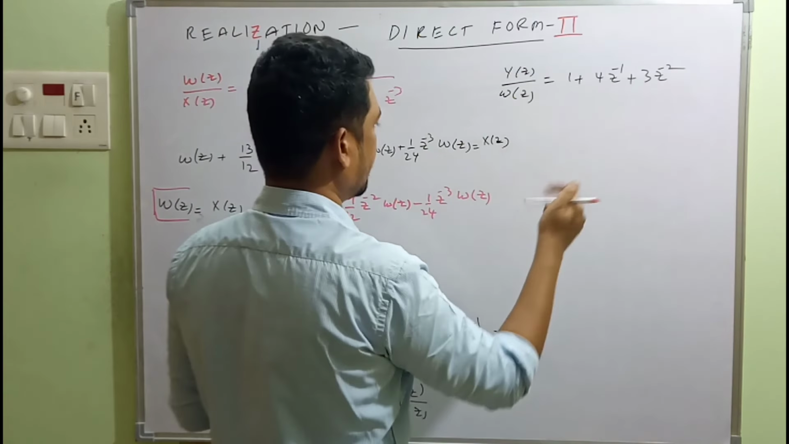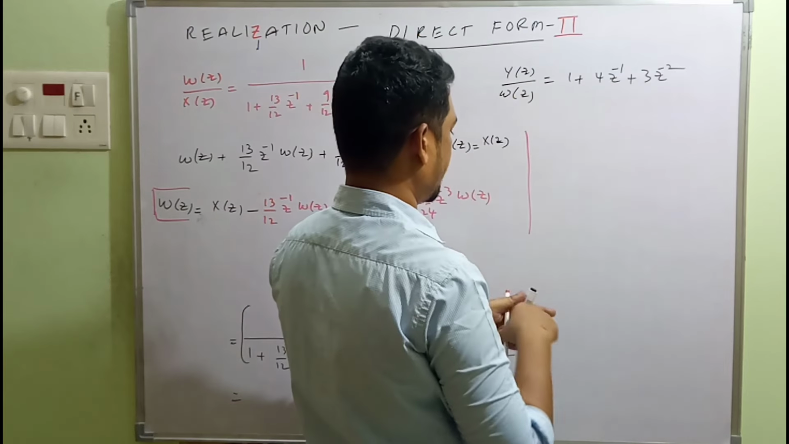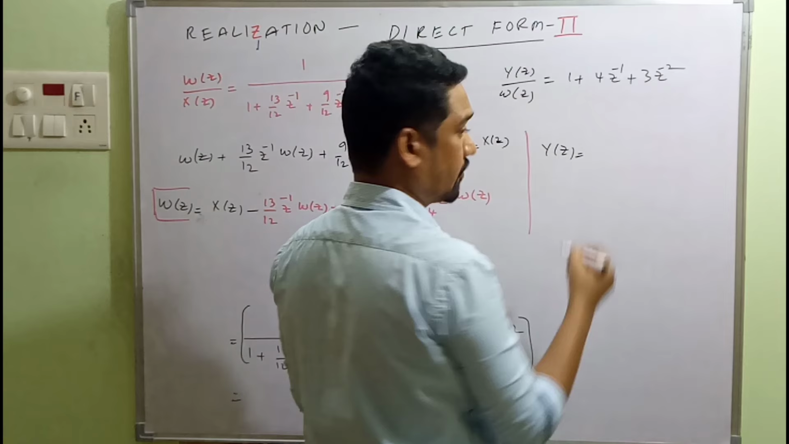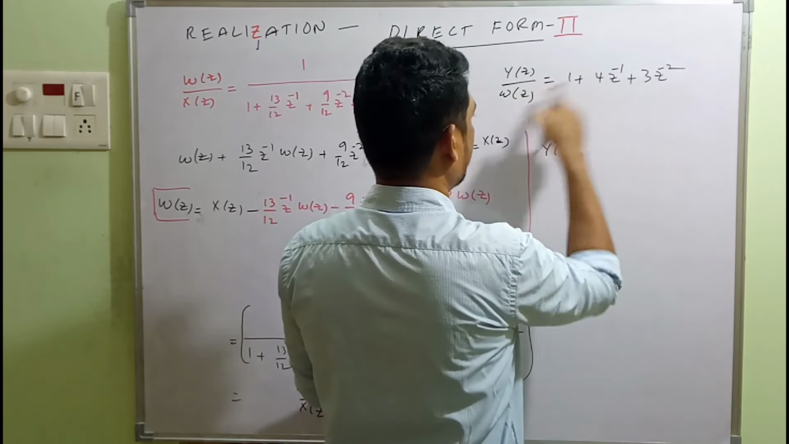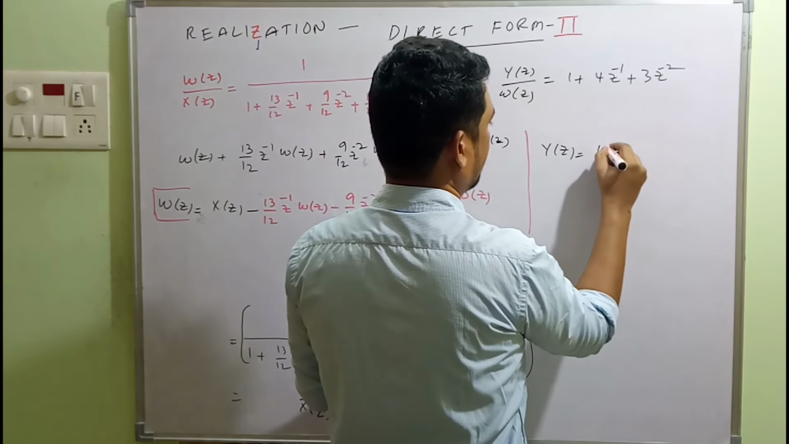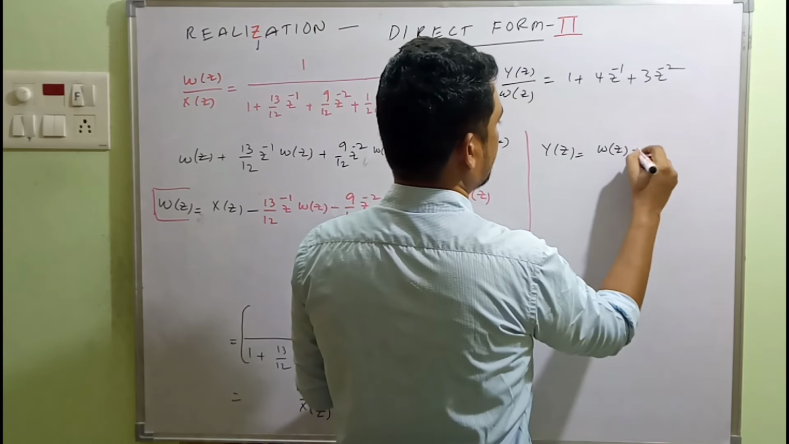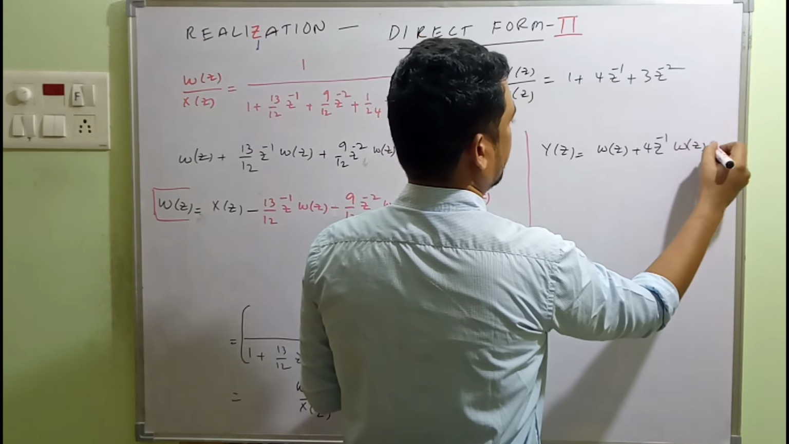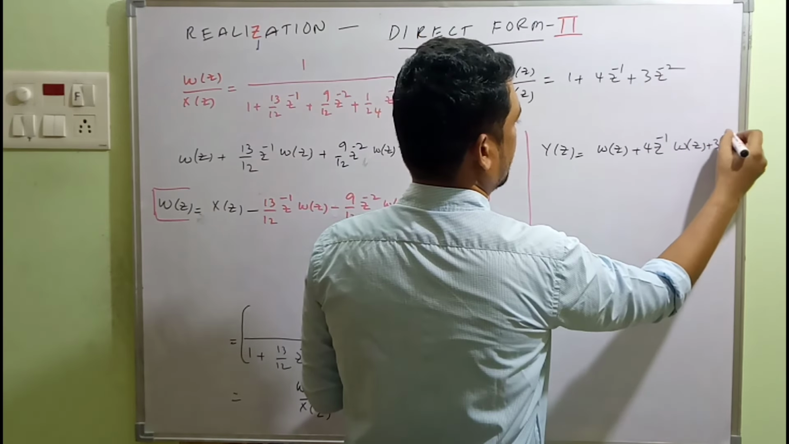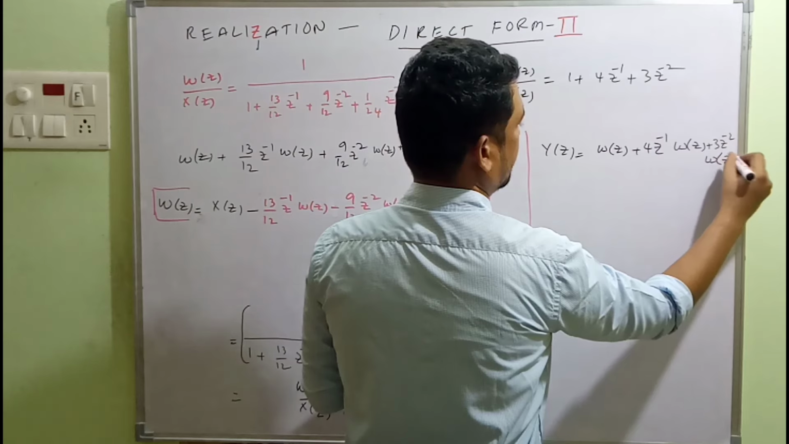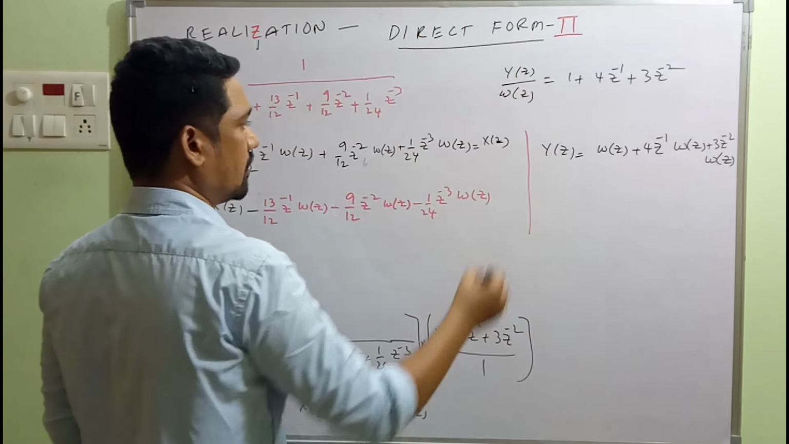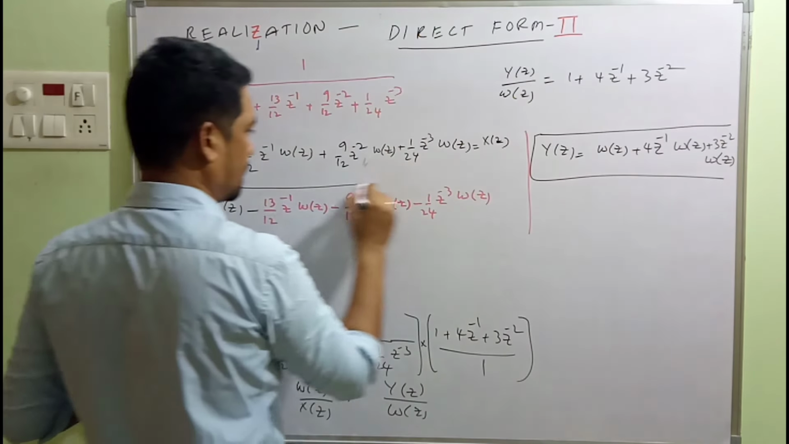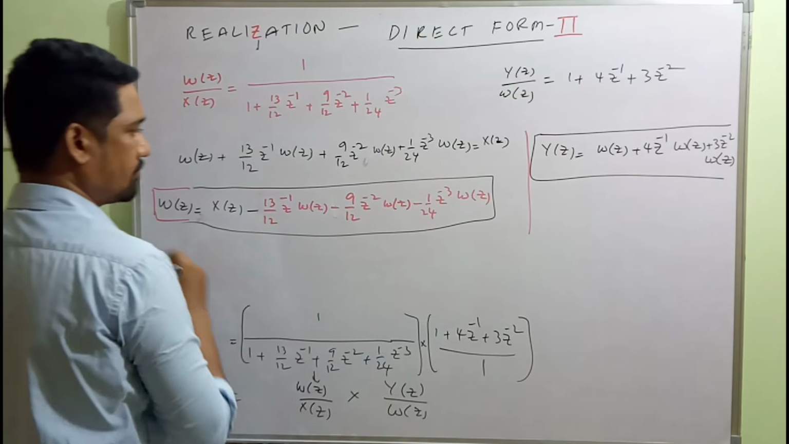Okay, so coming to this side, from this very expression, the final output Y(z) will be equal to, cross multiplying this, W(z) plus 4 times z^-1 W(z) plus 3 times z^-2 W(z). Okay, so this is the expression for Y(z). Making use of these equations, we can construct the direct form 2.